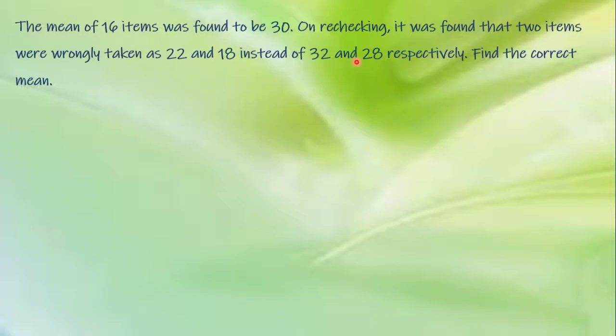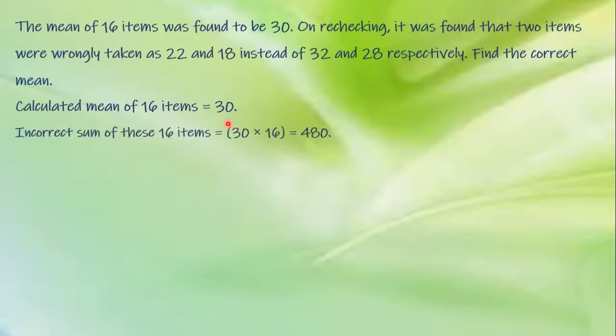Let's start with the given thing. Let's do the same as in the previous question. The calculated mean for 16 items is 30. So we can find the incorrect sum from there, right? So the incorrect sum is 30 times 16, which is 480. Now we have to find the correct sum. How can we find the correct sum?